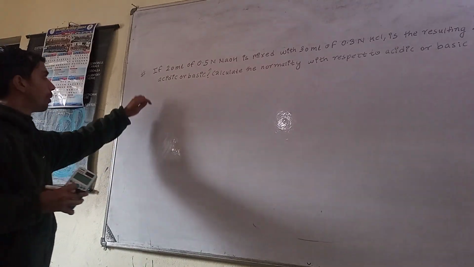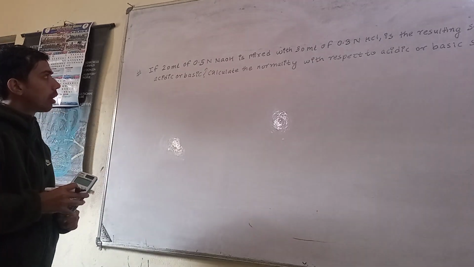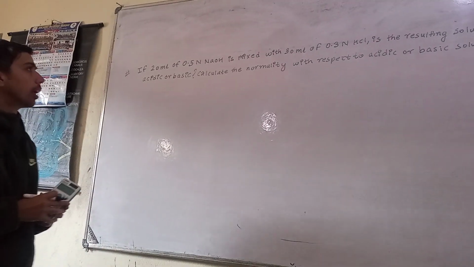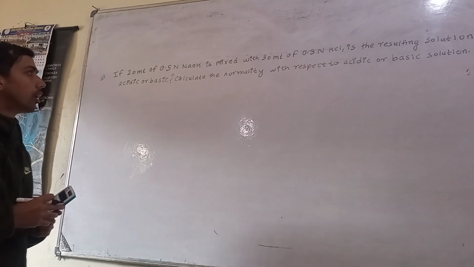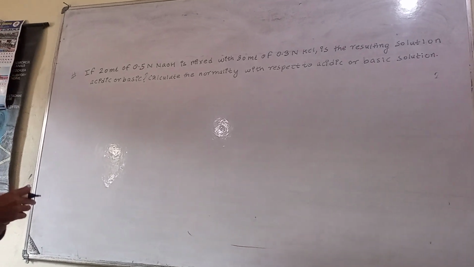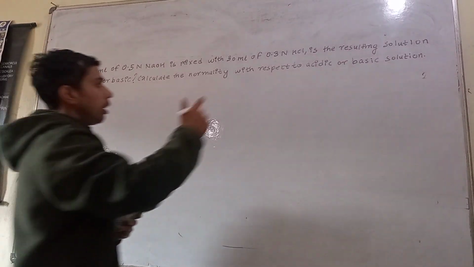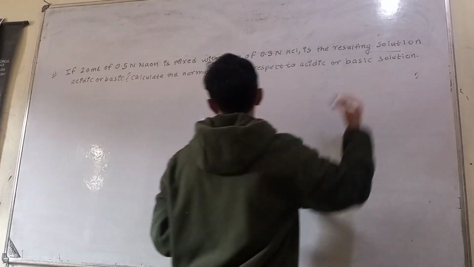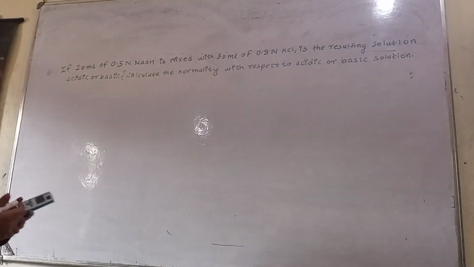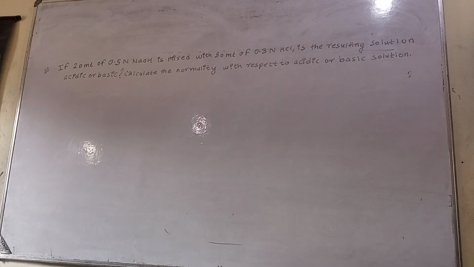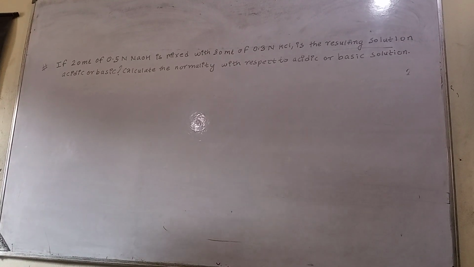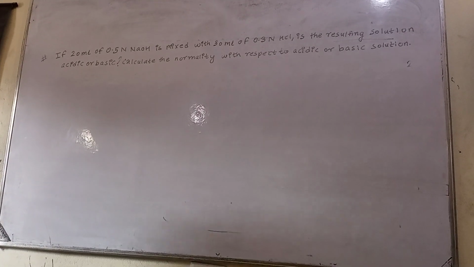Okay, this is another important question from the chapter Volumetric Analysis. Here, the question begins. If 20 ml of 0.5 normal NaOH is mixed with 30 ml of 0.3 normal HCl, is the resulting solution acidic or basic? We need to calculate the normality with respect to the acidic or basic solution.